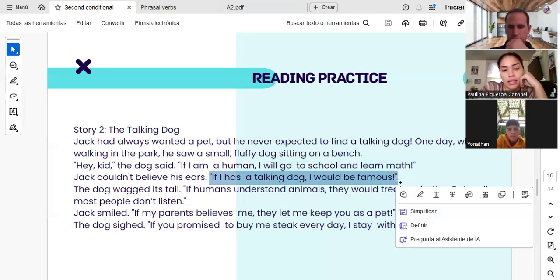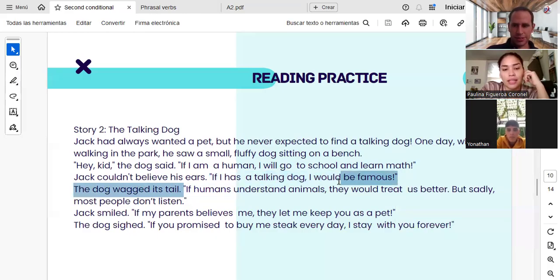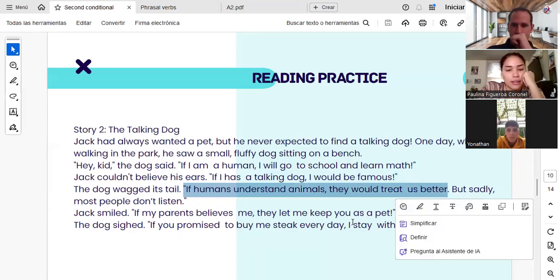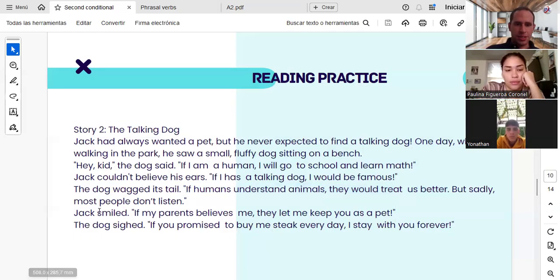If I had a talking dog, I would be famous, right? Had, right? If I had a talking dog, I would. Okay, awesome. Next one. If humans understood animals, they would treat us better. Okay, awesome. And the next one is this one.